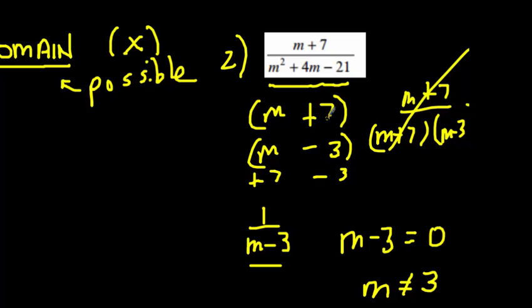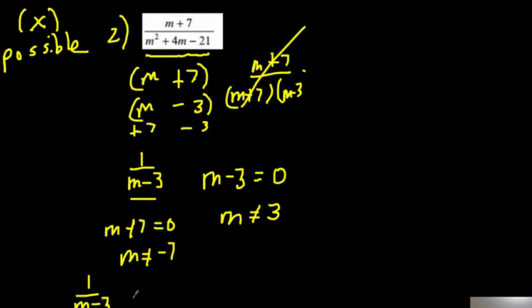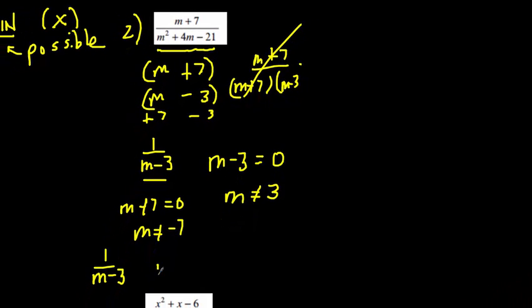But what happens to this m plus 7? That's also going to be a restriction because that is part of my original denominator. If I set m plus 7 equal to 0, m can also not be equal to negative 7. So the final answer would be 1 over m minus 3, where m cannot equal negative 7 or 3.